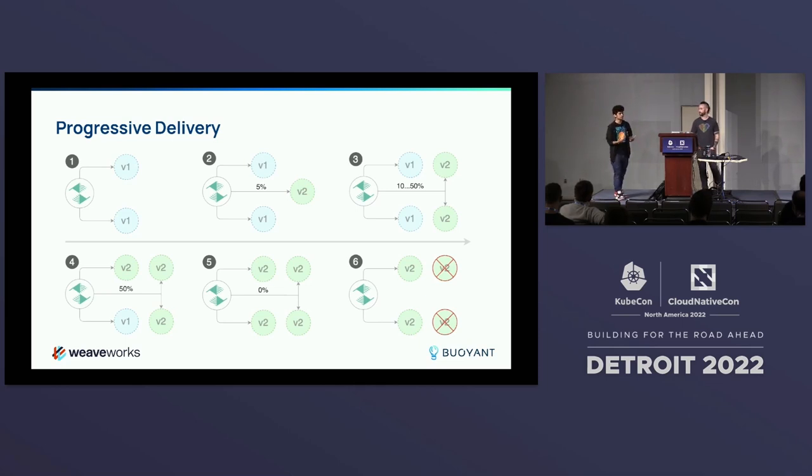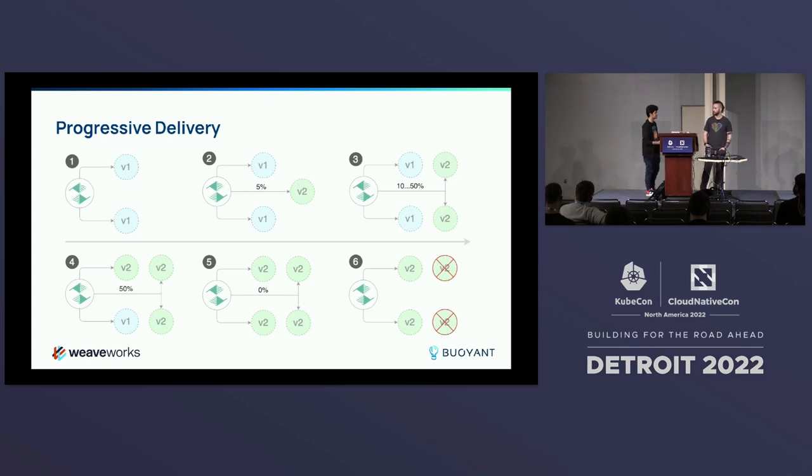So more and more users start experiencing version two of your application, and all this happens in a progressive, iterative manner, so as to make sure that if version two is not a good version of your application, the impact, the disaster, and the related risks are very, very limited, right?